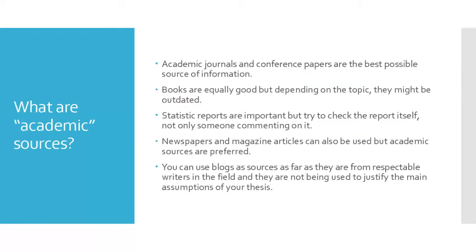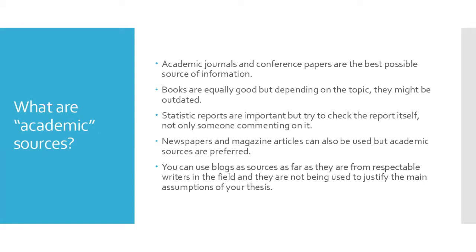What is an academic source? So academic journals and conference papers are the best possible source of information. Books are equally good, but depending on the topic, they might be outdated. Statistic reports are important, but try to check the report itself, not just someone commenting on it. So someone might blow a statistic out of proportion, or they might misrepresent what it actually represents.